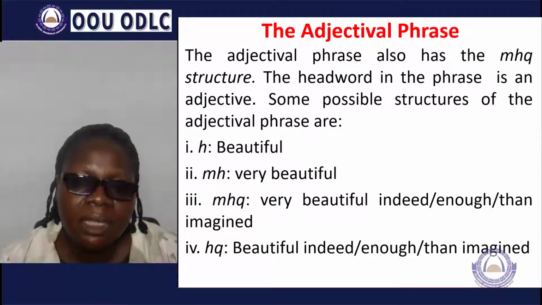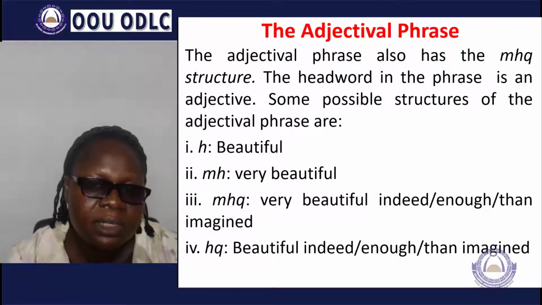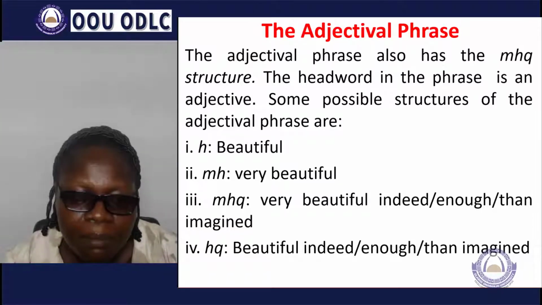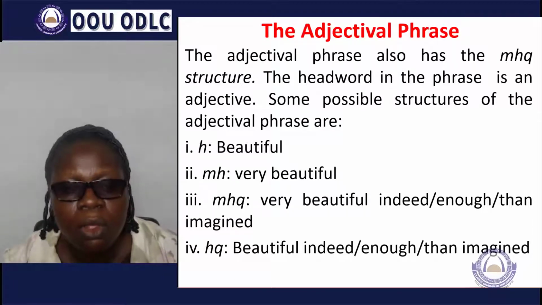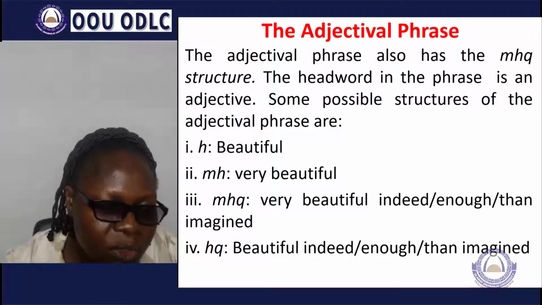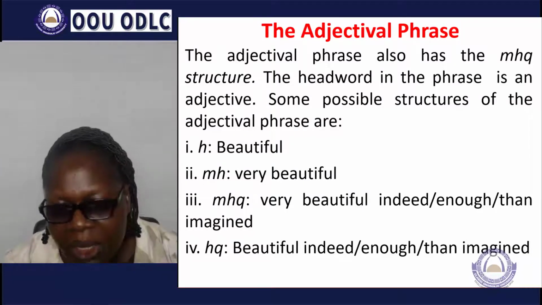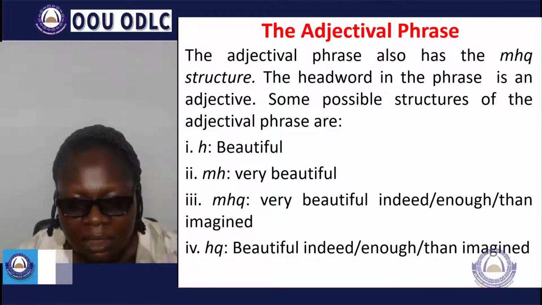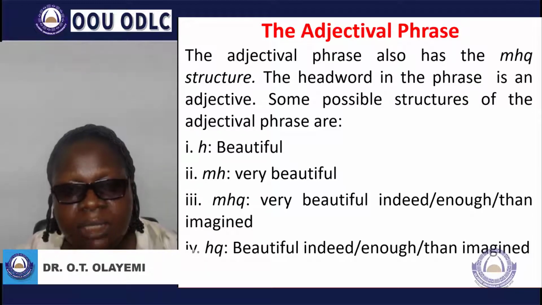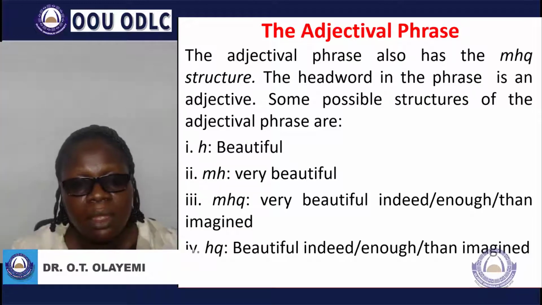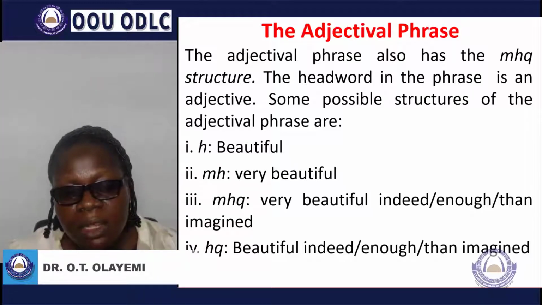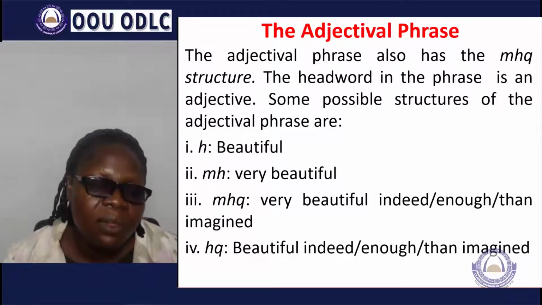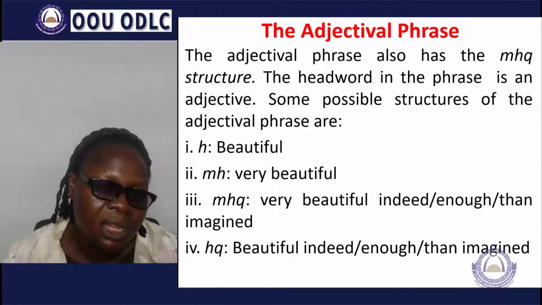Now, we will talk about the adjectival phrase. The adjectival phrase is headed by an adjective. The adjectival phrase also has the MHQ structure. Some possible structures of the adjectival phrase are, number one, the structure that has only the head word. Let's pick an adjective: beautiful. That word beautiful is an adjective. It can exist alone in the structure of the adjectival phrase. An adjectival phrase can contain only the head word. And remember that the head word is the key word, the most important word in that phrase structure.